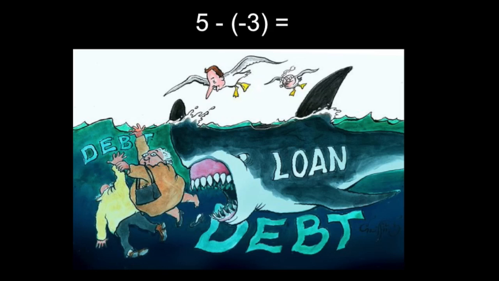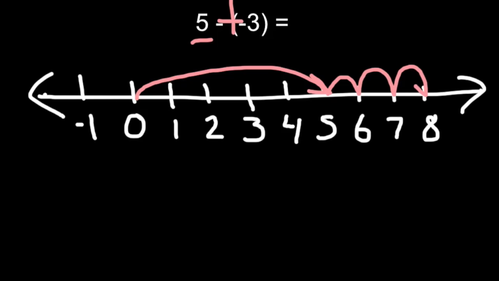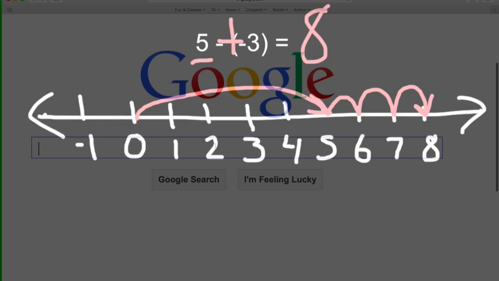So 5 minus -3, start off at 5. Minus a negative is really adding, and you go up 1, 2, 3. So 5 minus -3 is 8. We're taking away those negatives, so that actually makes a positive increase.